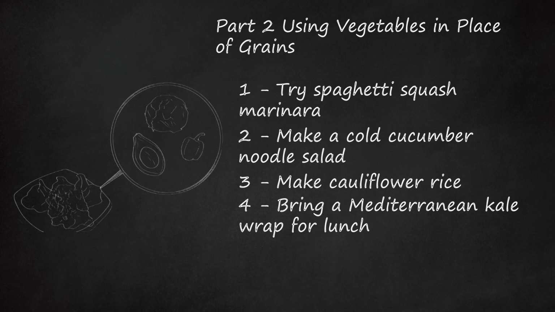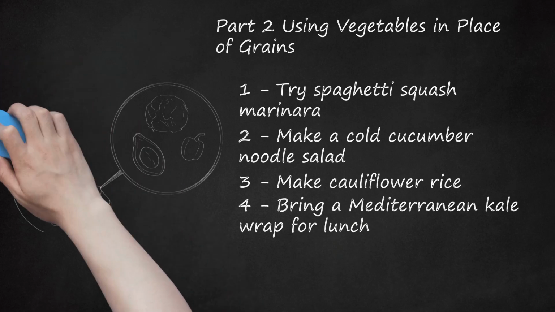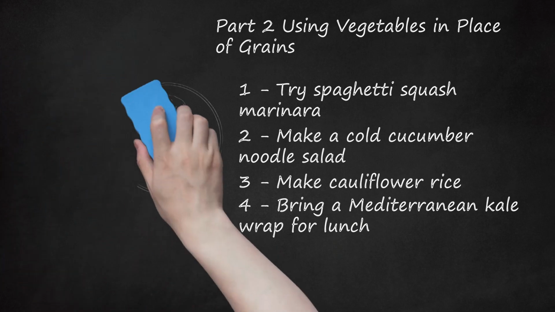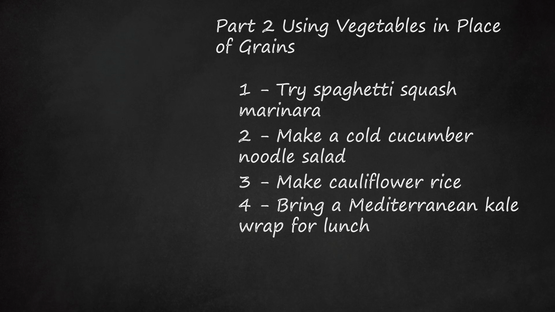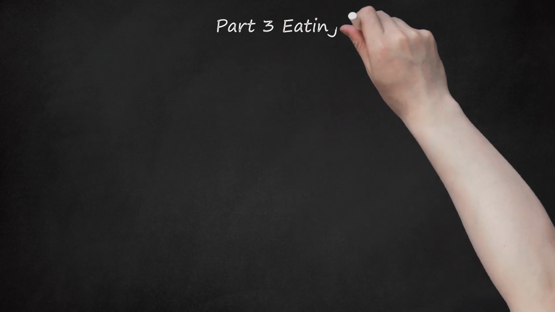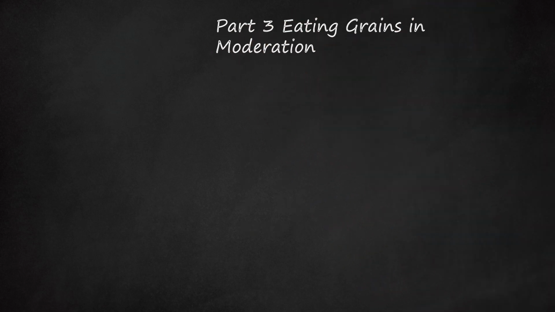Spread on about a 1/4 cup of your favorite hummus topped with 1/4 of a sliced avocado. Top with 2 tablespoons of feta cheese and a 1/4 cup of thinly sliced roasted red peppers. Drizzle on your favorite salad dressing if desired, like a balsamic vinaigrette. Wrap up the fillings tightly and slice your wrap in half. Enjoy! Part 3. Eating grains in moderation.